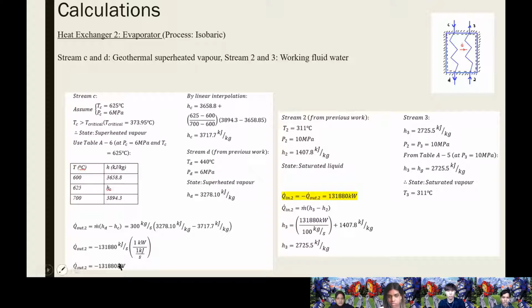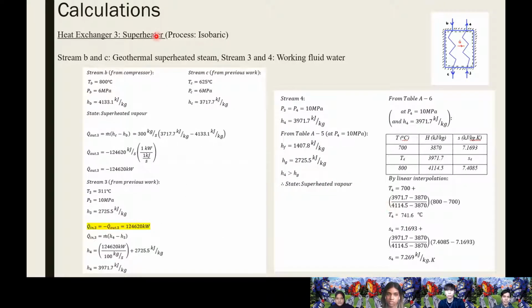And we found that the Q out equals 131880 kilowatt, and that from stream 2 from the previous work, H2 equals 1407.8 kJ per kilogram. By using energy balance, we found the enthalpy for stream 3 equals 2725.5 kJ per kilogram. And we do some analysis for stream 3 also, and we found that it is in the state of saturated vapor at the temperature of 311 degrees Celsius.